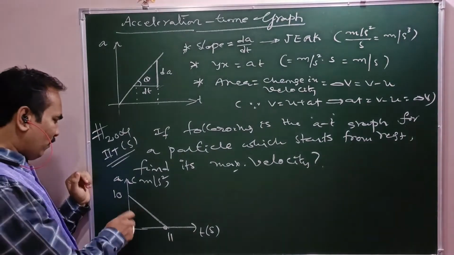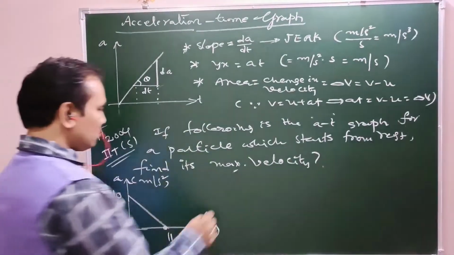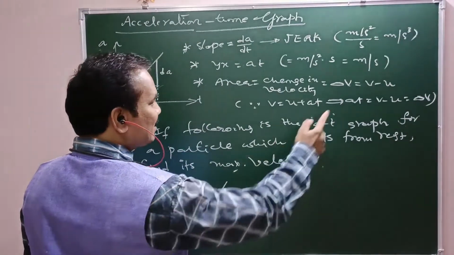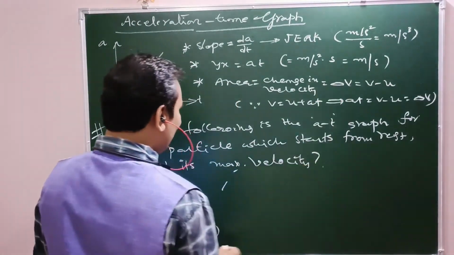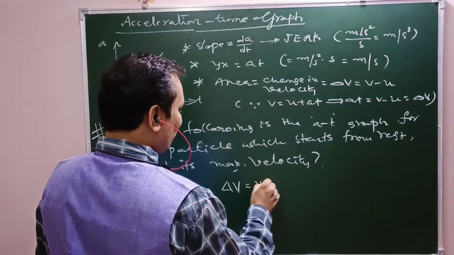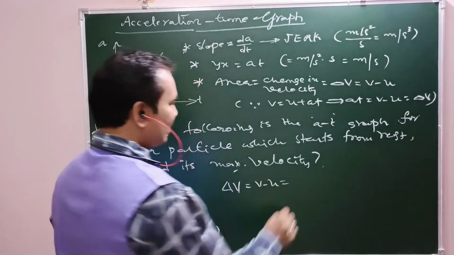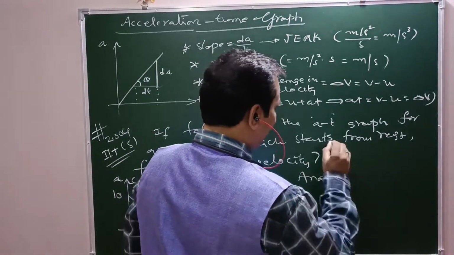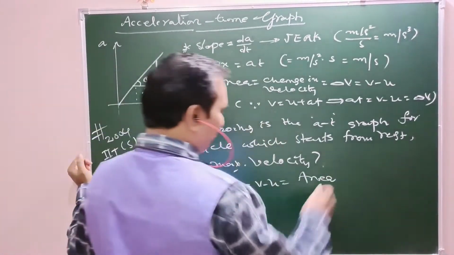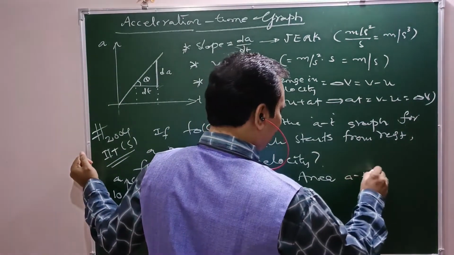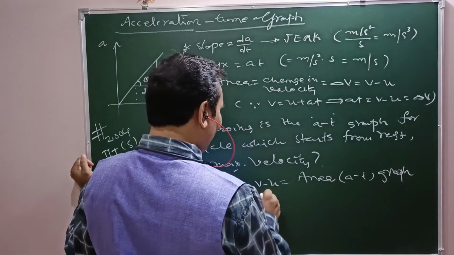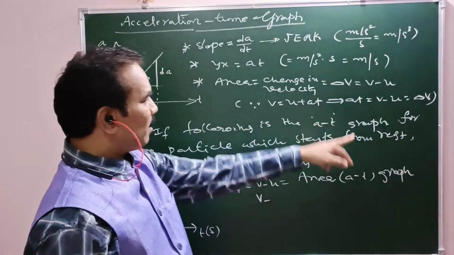So here we need to find the area of the graph. What does it represent? Area of the graph equals delta v. So delta v equals v minus u, which equals the area of the a-t graph. Right? What is that area? v minus u means what?